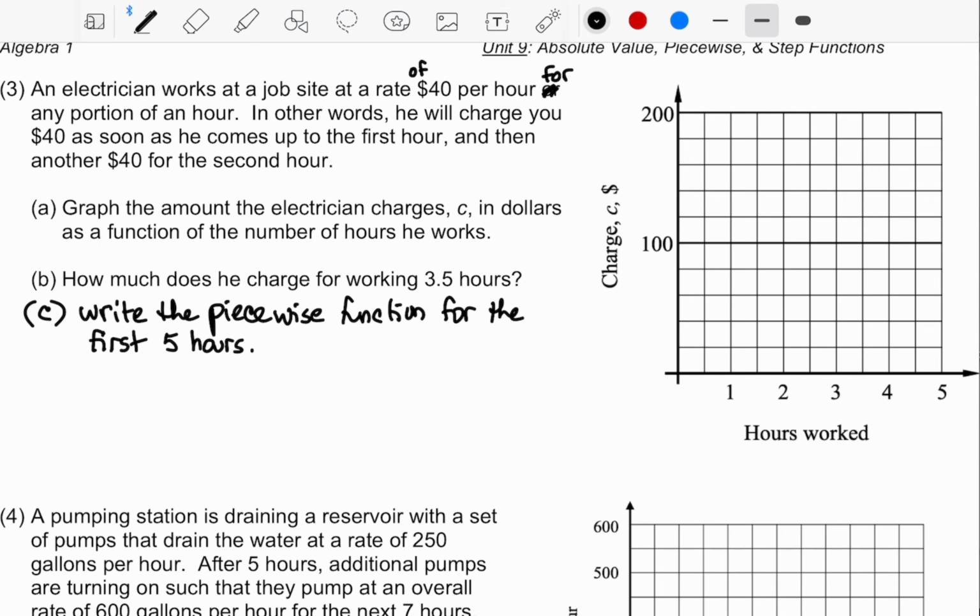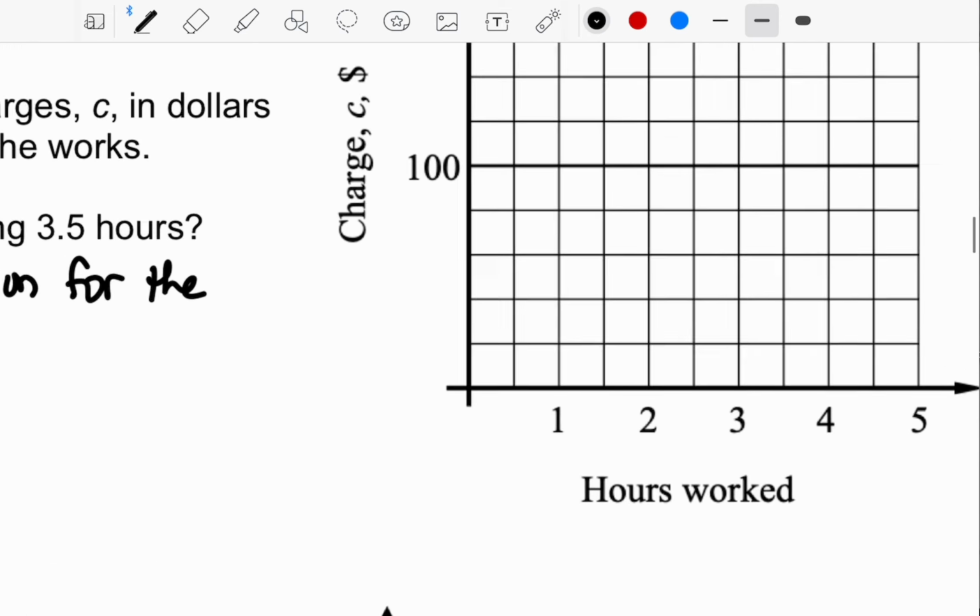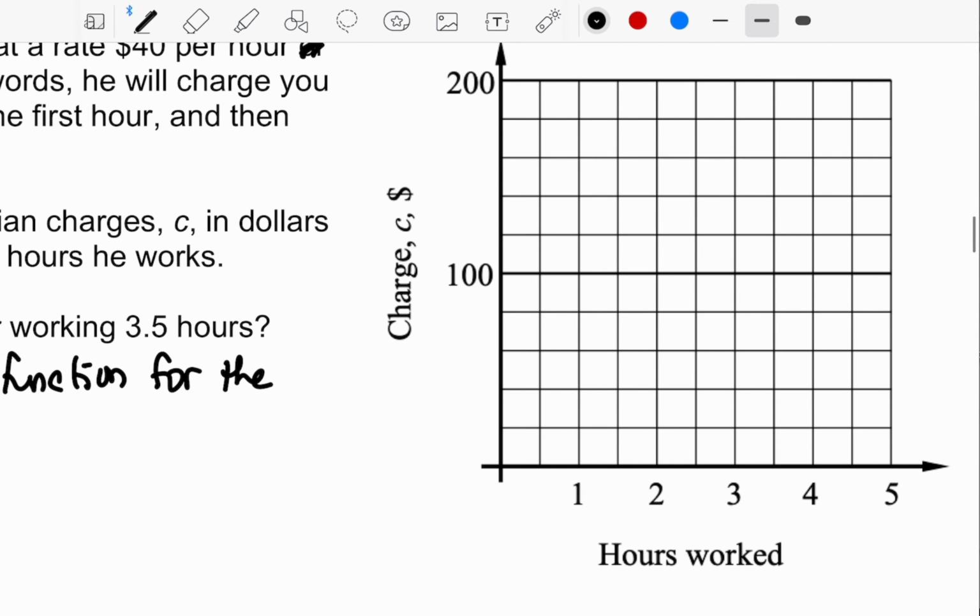Well, the first thing, and maybe hopefully the most obvious, is that if he doesn't work any hours, he's not getting any money. All right. Now, the way this is scaled, 5 boxes gives you $100. So each box is worth $20. So 20, 40, 60, 80, and so on. Could label it up.